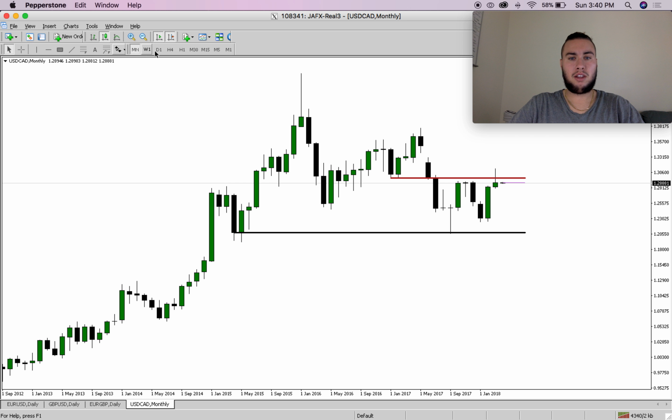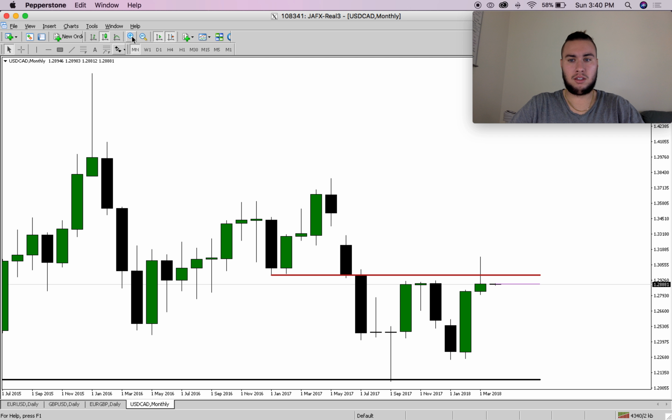So the last pair that I want to talk about in this weekly review is USD/CAD. I think this is going to be the biggest mover going forward in terms of pips for the month of April. So this is one that I'm going to be watching really closely to get on board for shorts.